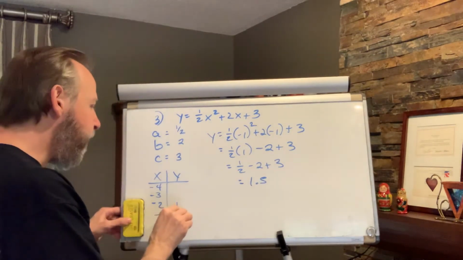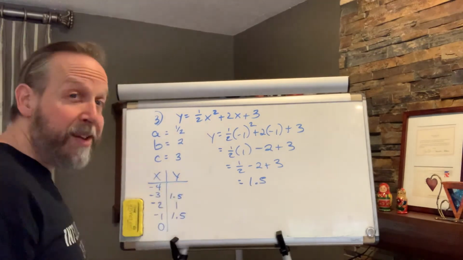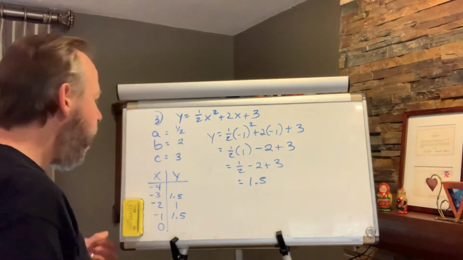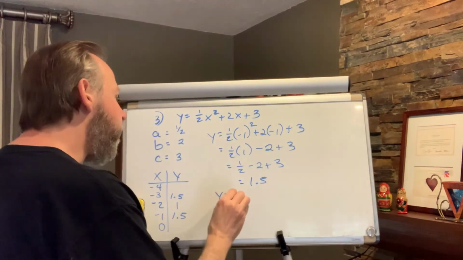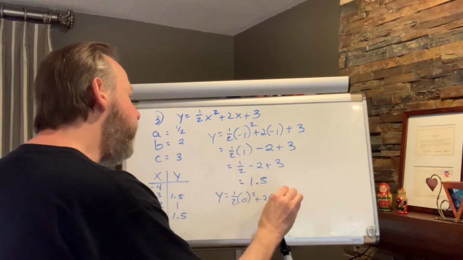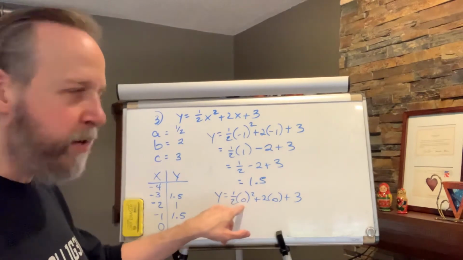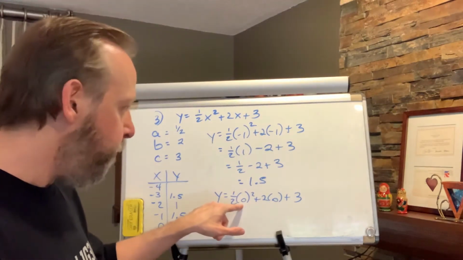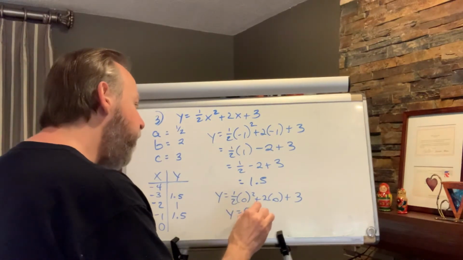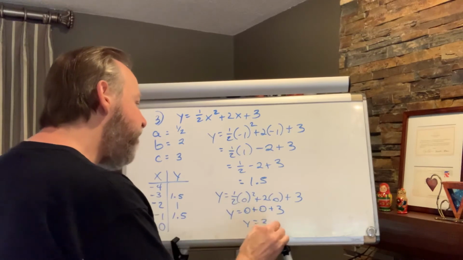It's okay to get fractions. It's okay to get decimals, especially when they're easy to use, like halves. It's not hard to graph a half. And we'll do the 0 also. Half of 0 squared plus 2 times 0 plus 3. Take a look here. This is going to be 0. 0 squared is 0. Half of 0 is 0. 2 times 0 is 0. So really it's 0 plus 0 plus 3, which is 3.